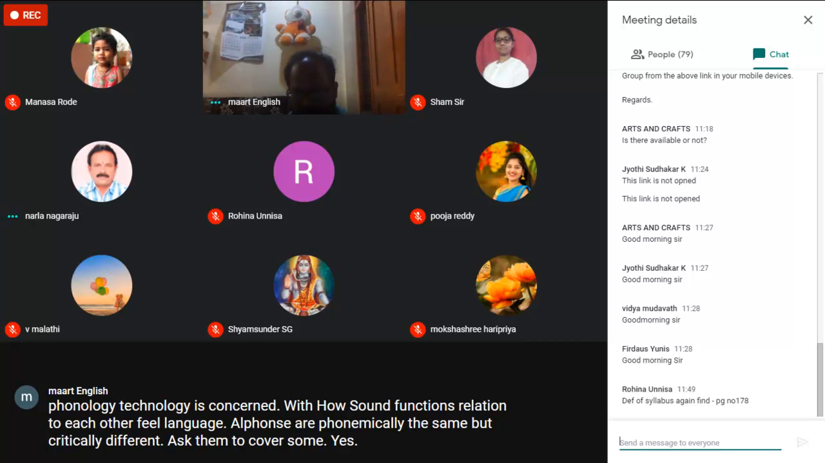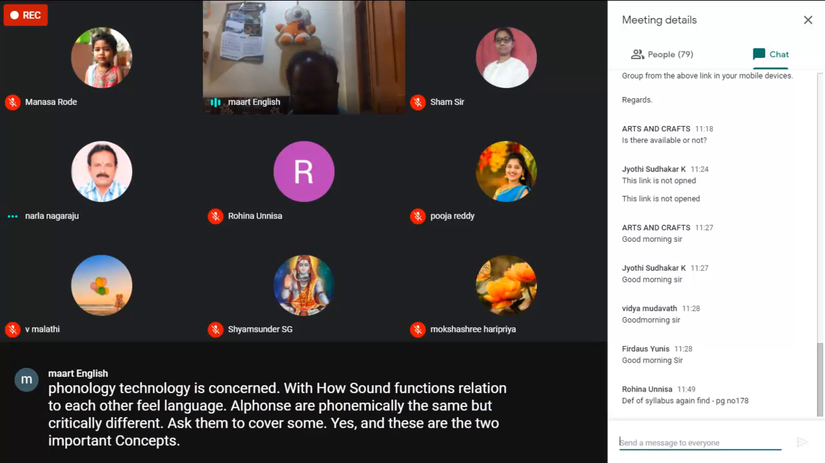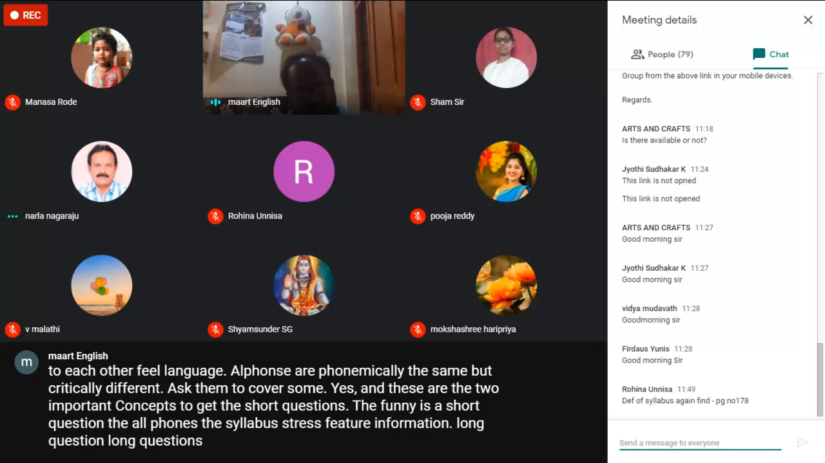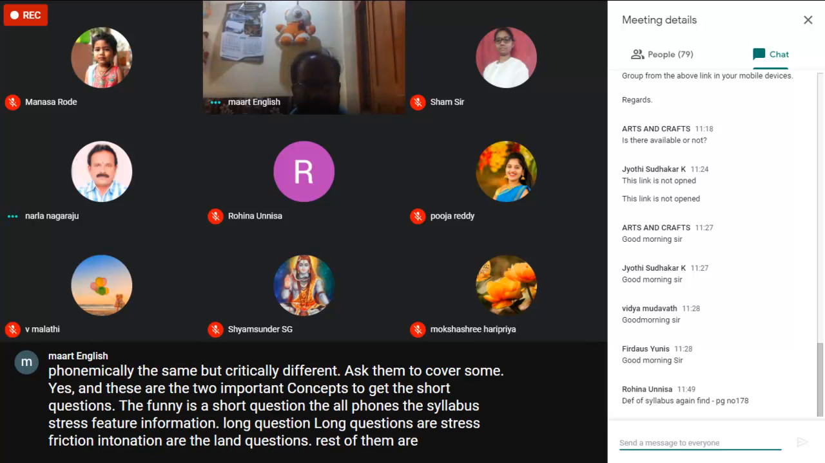These are the two important concepts. Look at the short questions. The phoneme is a short question. The allophones, the syllable are short questions. Stress, pitch and intonation are the long questions. The rest of them are short questions.